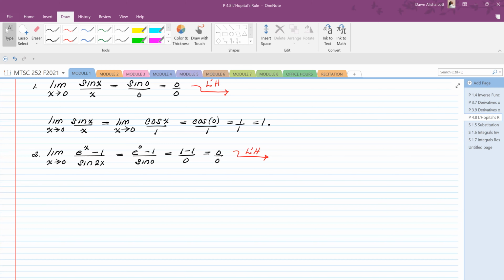So now I can just take the limit as x approaches 0. Let's differentiate the top. When I differentiate the top, I get e to the x, because the derivative of e to the x is e to the x. Derivative of 1 is 0. Derivative of sine of 2x is 2 times the cosine of 2x. So now when I put in 0, I get e to the 0 divided by 2 times the cosine of 0. So this is 1 divided by 2 times 1, which is a half.